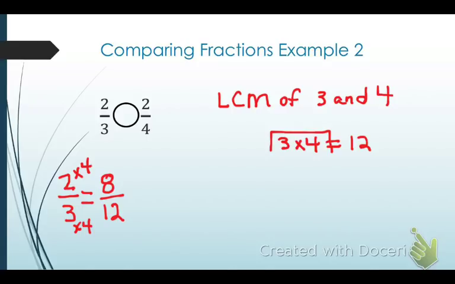On the other side, I have 2/4, and I'm going to use my LCM again of 12 as my new denominator. Some people call it LCD, or least common denominator. Okay, and so what do we do to 4 to get to 12? Well, I multiply it by 3. And so whatever I do to my denominator, I have to do the same thing to my numerator. This is how we make equivalent fractions.